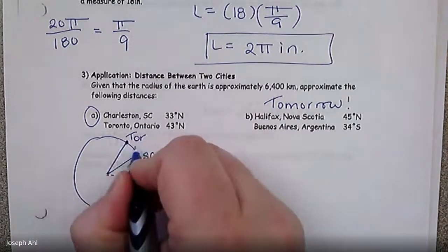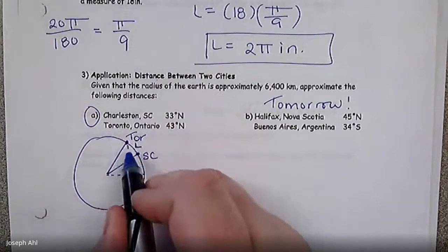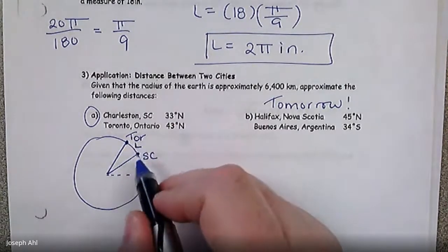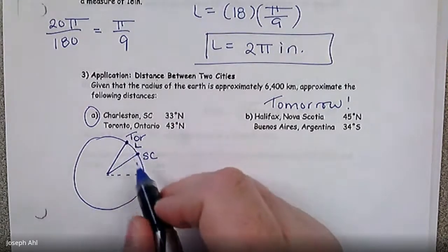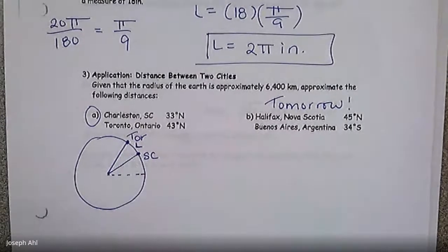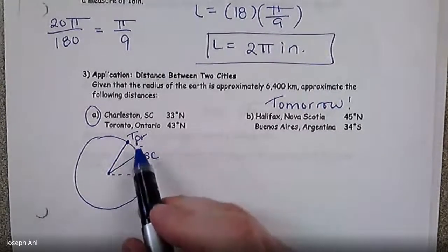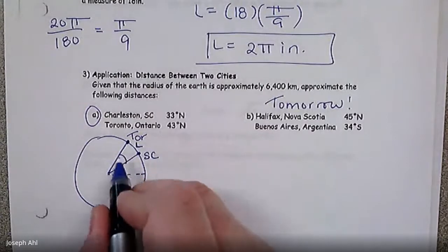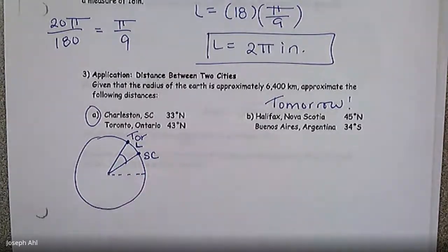So I want to find the distance from one city to the next. Well, that distance, this length right here, is the length on a curved surface, because again, the Earth is round. It's not a linear distance. We're not going to dig a hole through the Earth from South Carolina to Toronto. What we're trying to do is find the length on that arc. Well, what I need to know in order to do that is the central angle right here.